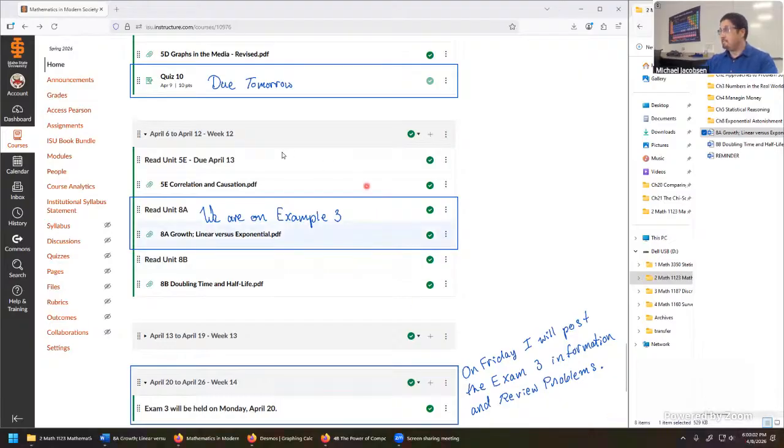Welcome back, everyone. We're midway through week number 12. And what we have going on right now is we're pretty much midway through this unit. Well, more like we just started this unit, 8A, on linear growth versus exponential growth. Then when we take a look into unit 8B, this is all going to be about exponential growth versus exponential decay. When we work with doubling time, we're really going to be looking at exponential growth models. And when we look at half-life, we're going to be looking into exponential decay models.